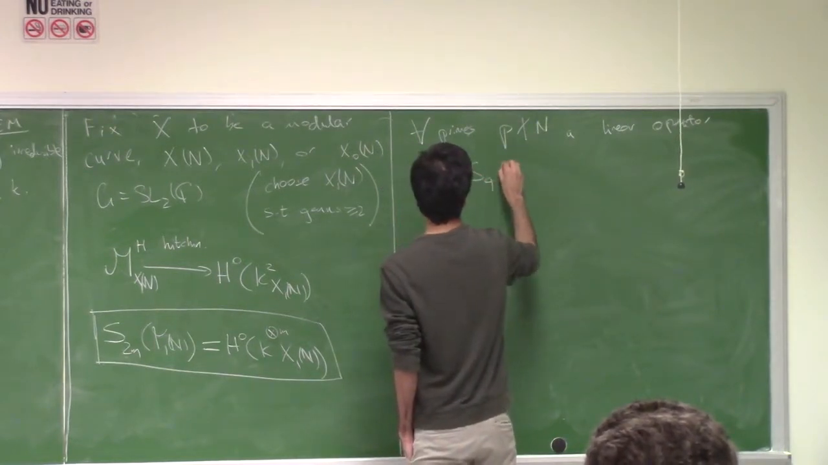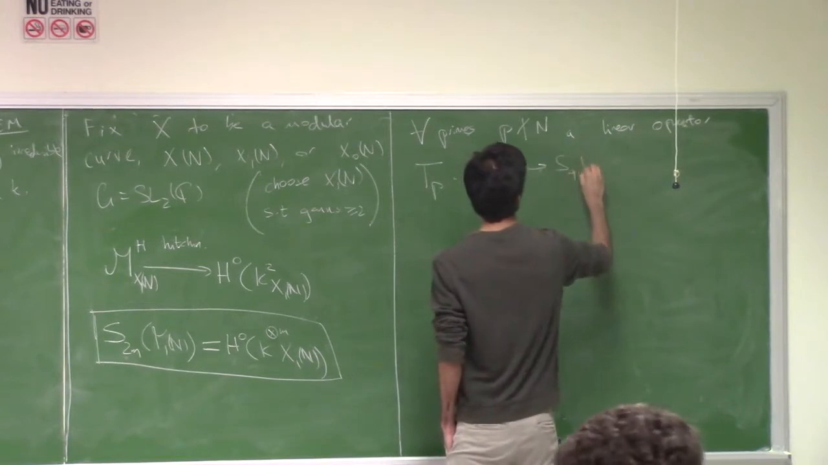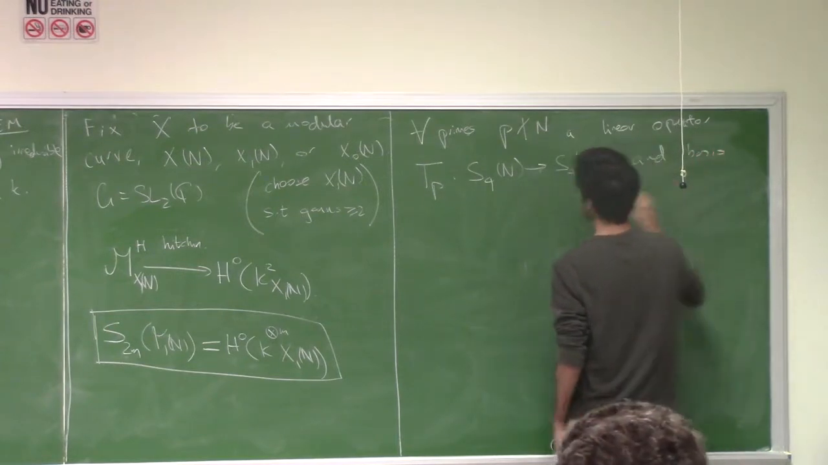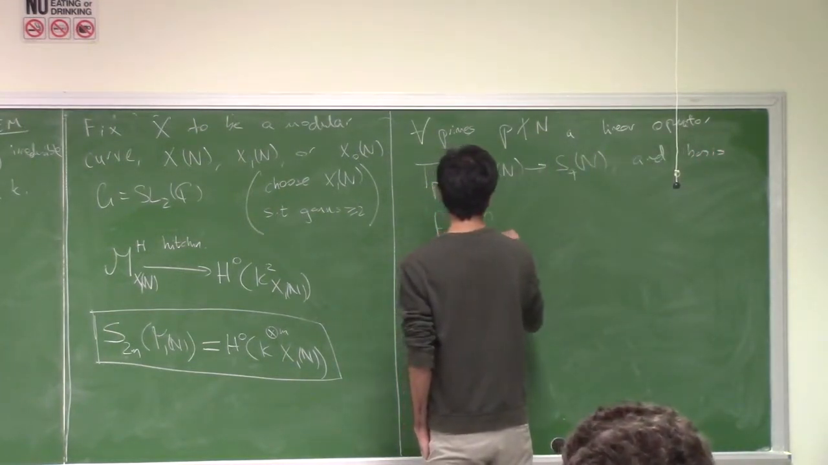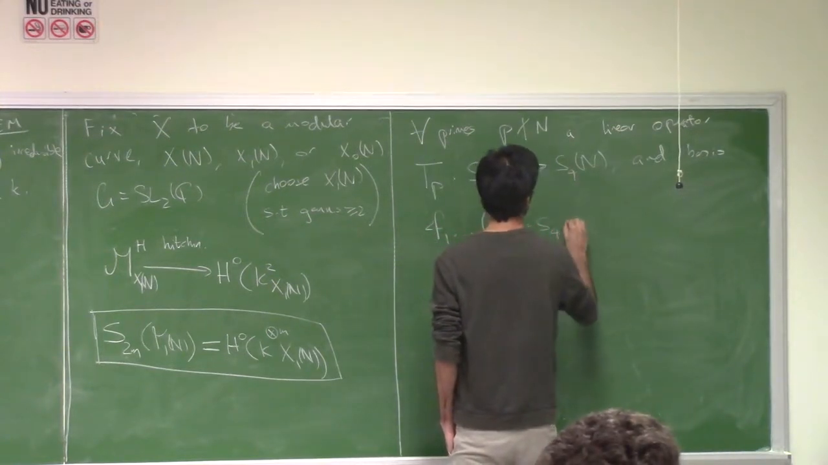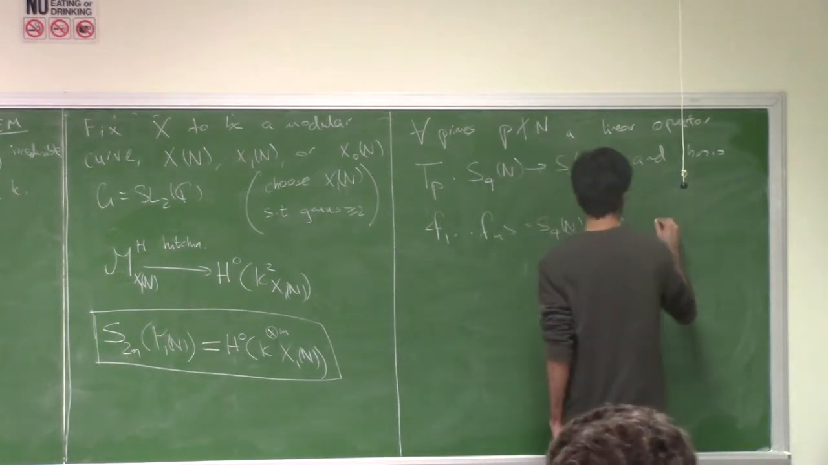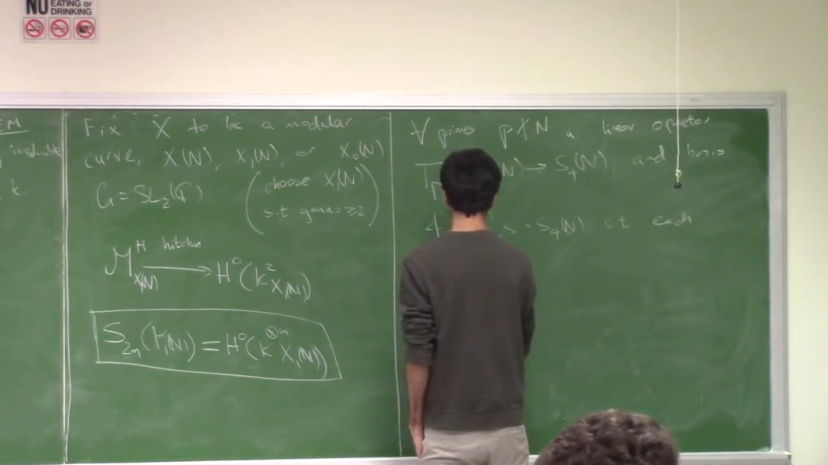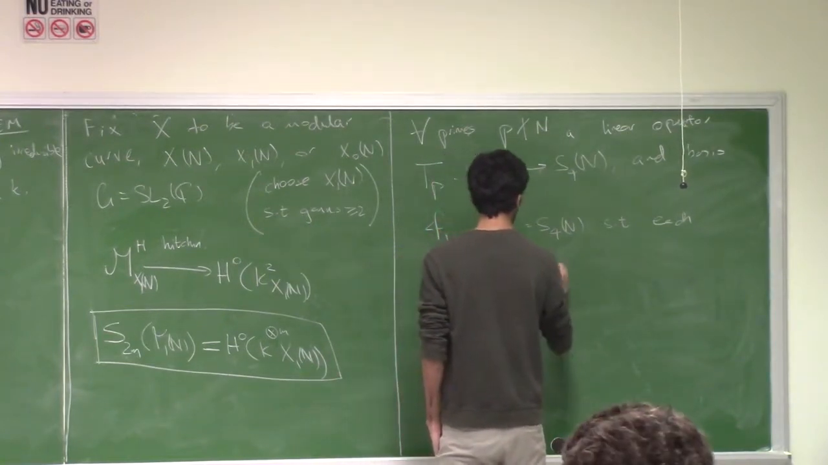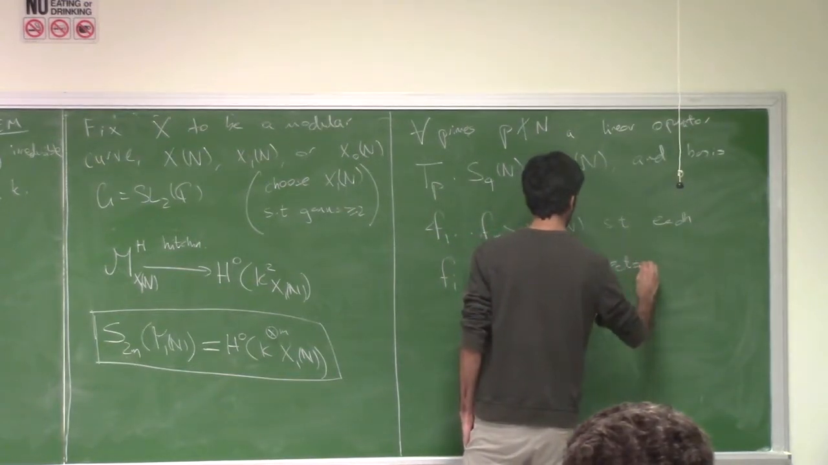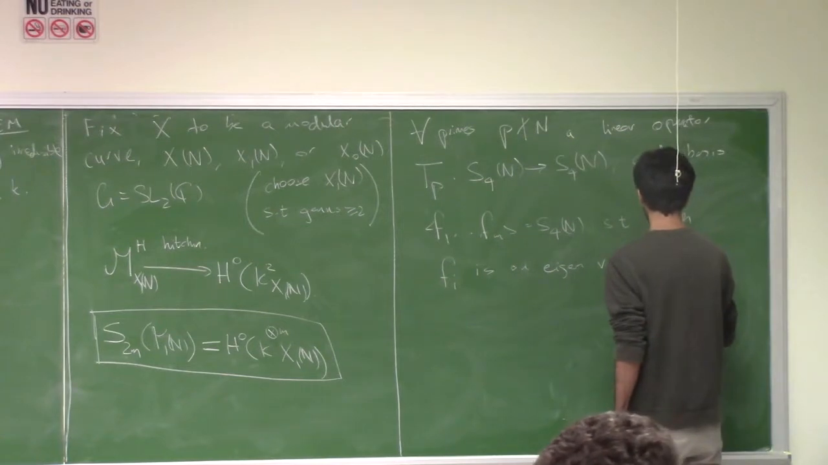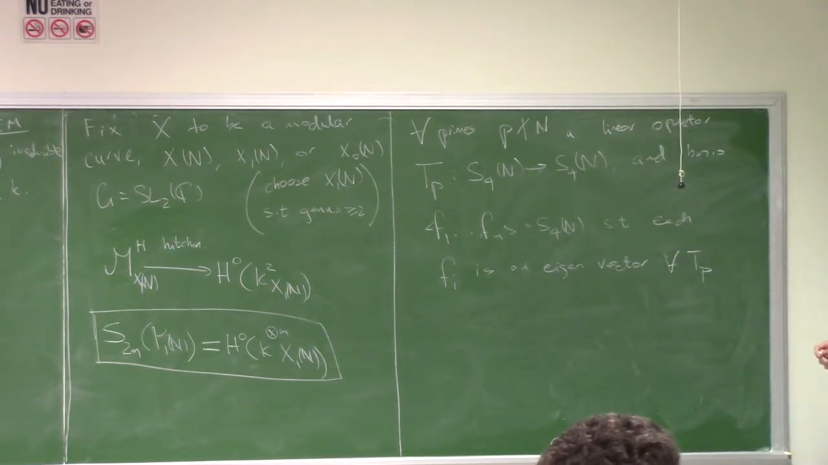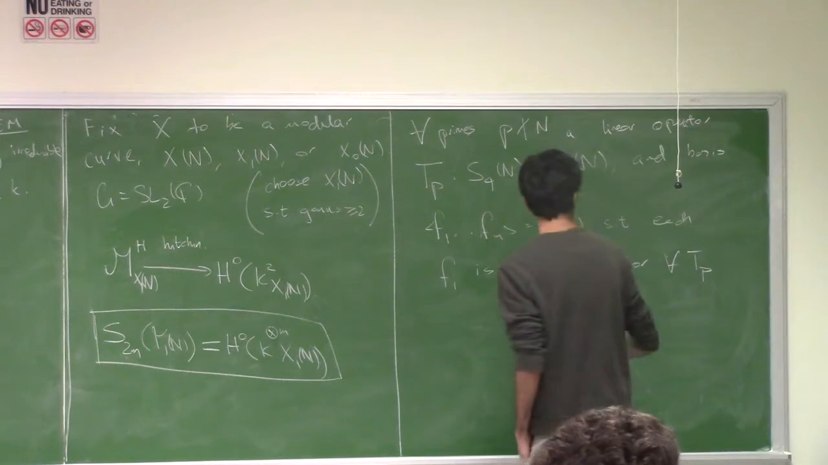Tp from S4n in this case. And a basis F1 through Fm such that each Fi is an eigenvector for all Tp, again for P such that it doesn't divide n.